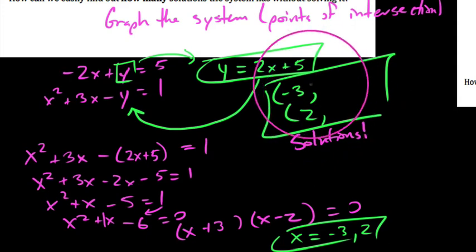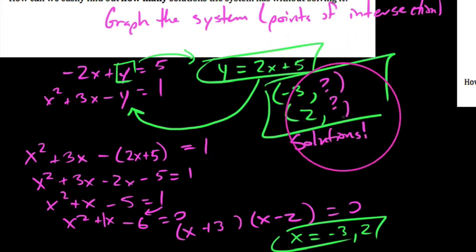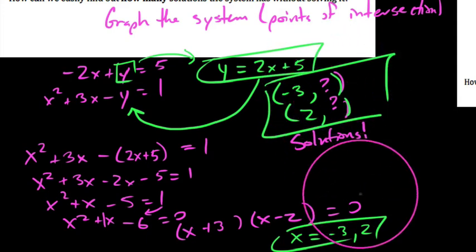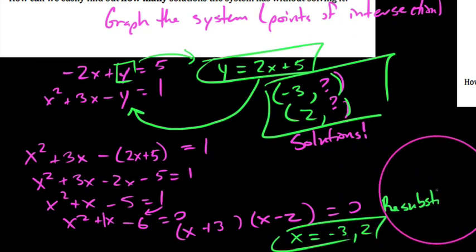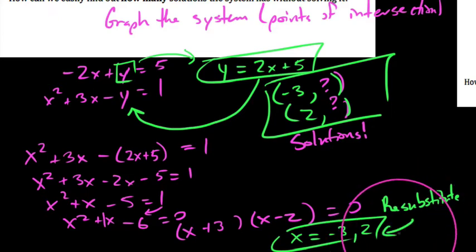The thing is, we still do not know the y values of these two ordered pairs. So what we need to do is re-substitute to find these values.